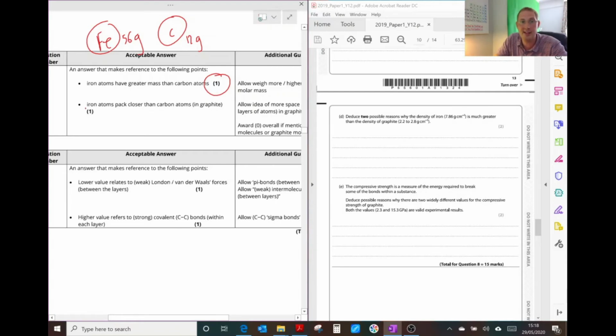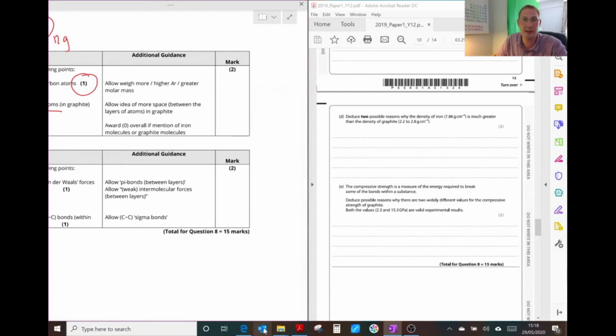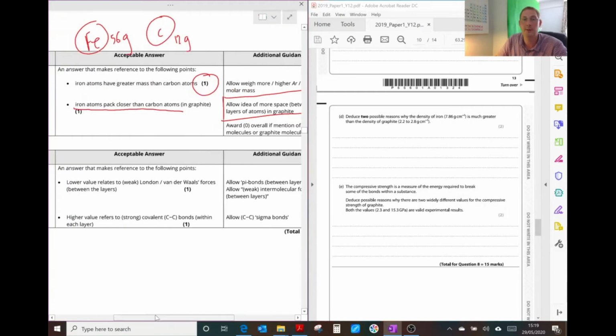The other thing is that the iron atoms pack closer together than carbon atoms in graphite. Most people talked about the fact that graphite was in layers, and any idea of more space between the layers in graphite was fine. But again, award 0 if there's any mention of iron molecules or graphite molecules. People did talk about intermolecular forces between the layers. I think you can just about get away with that, but really the layers are not molecules, so they're not intermolecular forces.